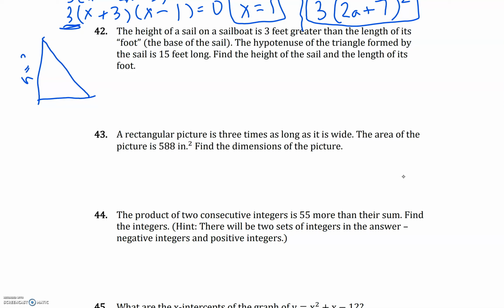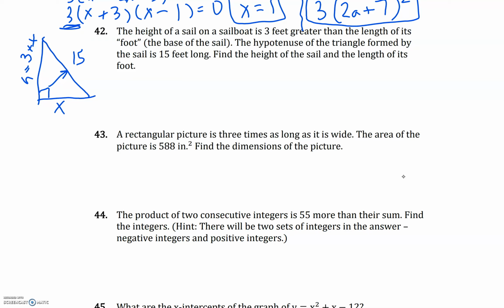I'm going to call the foot x. Here's my foot. The hypotenuse of the triangle, because we got a sailboat, we got a triangle sail. The hypotenuse is right there, formed by the sail, and is 15 feet long. We know how much that is. Find the height of the sail and the length of its foot.